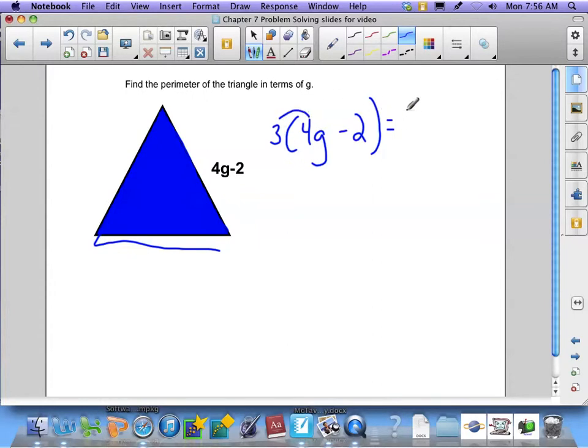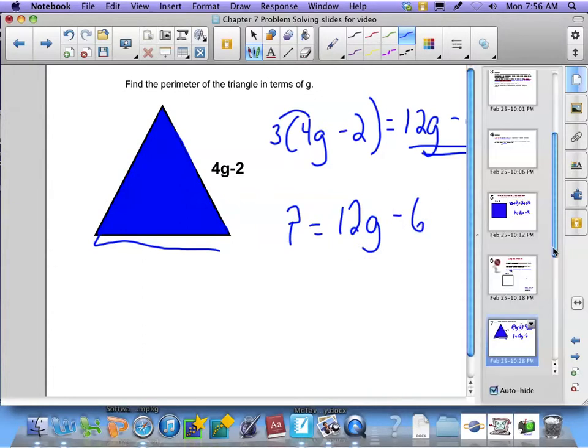3 times 4g is 12g. 3 times 2 is 6. And we're going to have a subtraction sign between them. So the perimeter of the equilateral triangle is 12g minus 6. Okay.